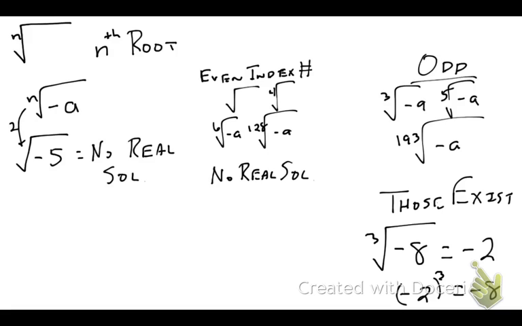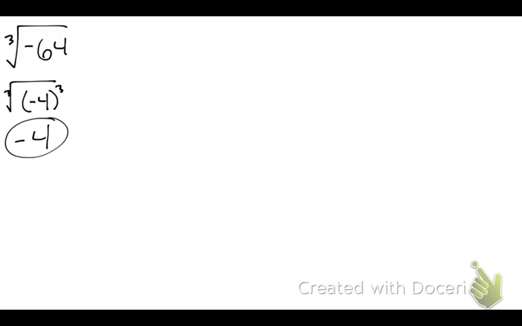That's the major takeaway from this video, is that for even index numbers, there's no real solution to negative radicands, but for odds there will be. Let's look at a couple. The cube root of -64. Well, -64 is -4 cubed. So the cube root of -64 is -4.